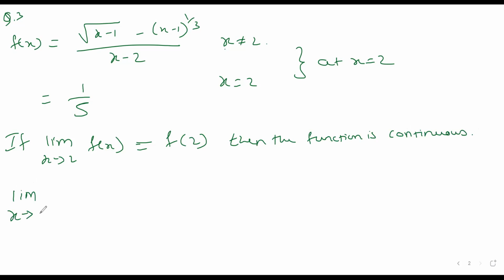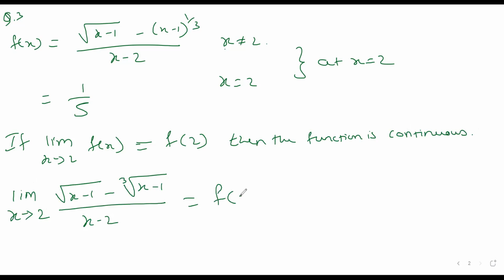So limit x tends to 2, under root x minus 1 minus cube root of x minus 1, whole thing upon x minus 2. If it is equal to f of 2, which is 1 by 5, then your answer is continuous. Otherwise it is not.